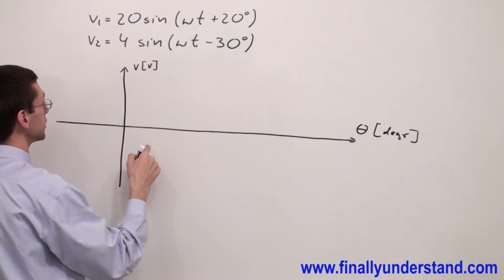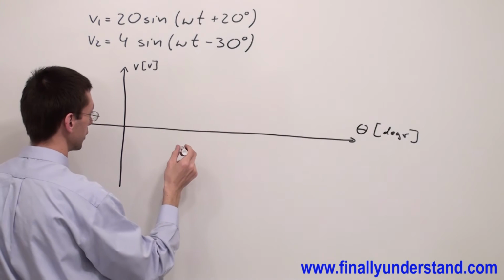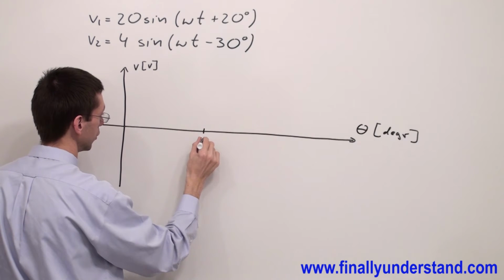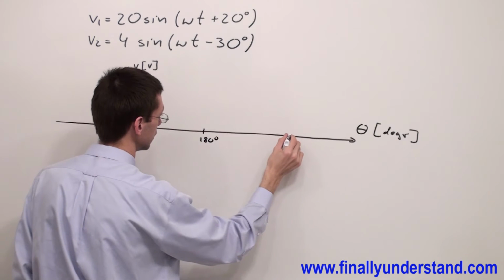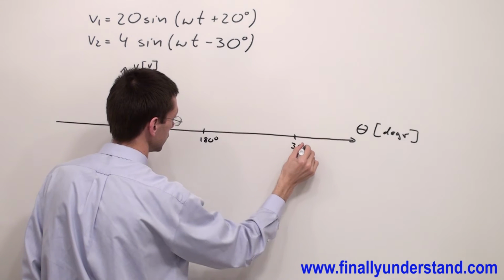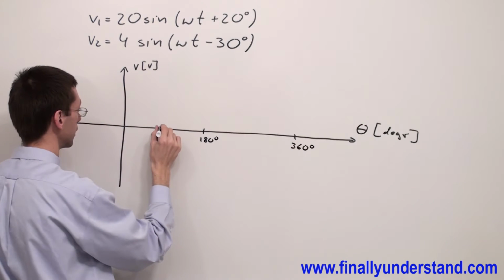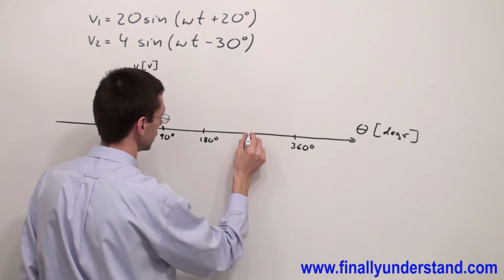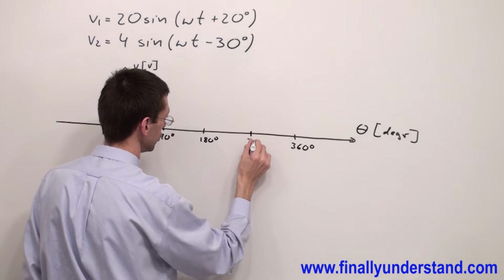Anytime we talk about the sine wave or cosine wave, we're supposed to remember about very important angles like 180 degrees, 360 degrees, 90 degrees, 270 degrees.